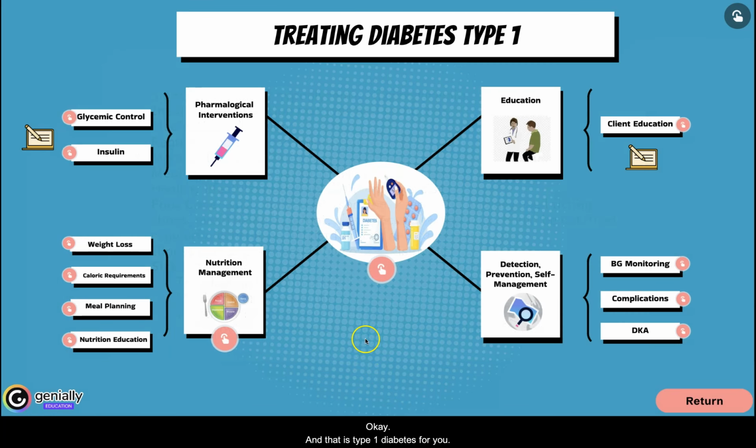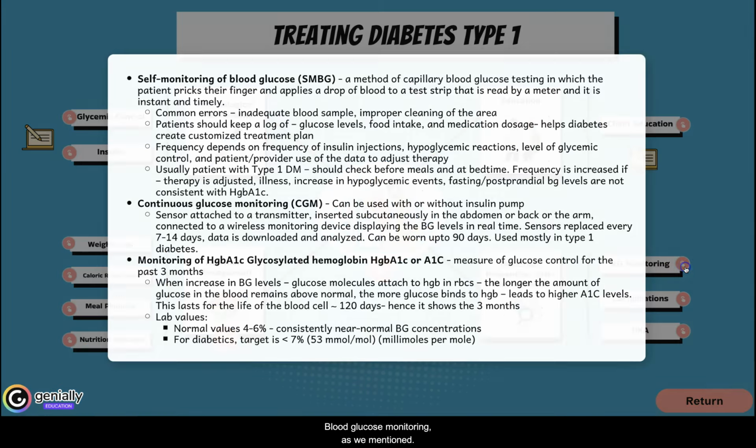Okay, and that is type 1 diabetes for you. And that was client education, blood glucose monitoring. As we mentioned, you have the different types. You have self-monitoring of blood glucose, right? Continuous glucose monitoring, and monitoring the HbA1c. We mentioned this earlier.